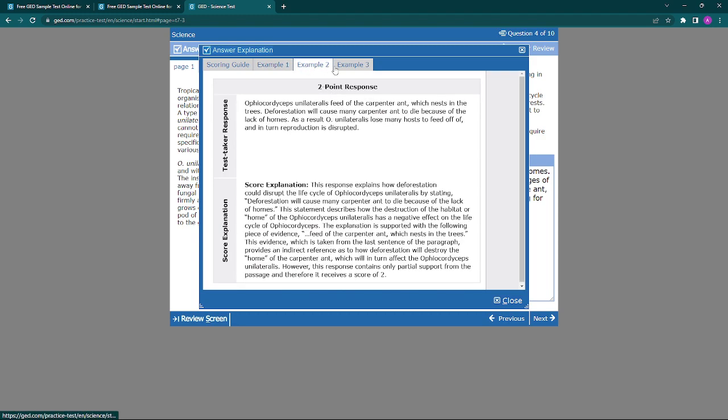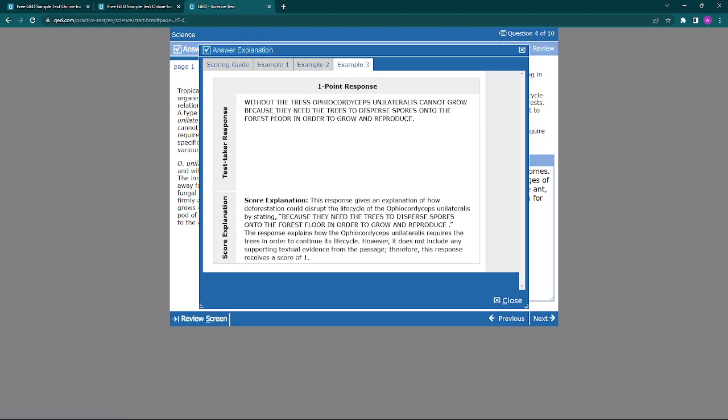All right, so this is a 3-point, 2-point, and 1-point. Let's look at the 1-point. Without the trees, the spores cannot grow because they need the trees to disperse spores onto the forest floor in order to grow and reproduce. Now, they do need the trees, because the ants live in the trees and then the fungus lives in the ants. So let's see. This response gives an explanation on how deforestation could disrupt the life cycle by stating they need the trees to disperse spores onto the floor in order to grow and reproduce. The response explains how the fungus requires the trees in order to continue its life cycle. However, it does not include any supportive textual evidence from the passage. Okay, so that's a 1-point.